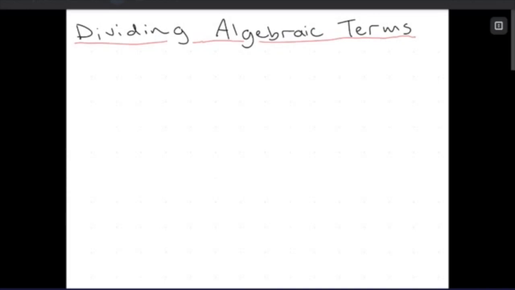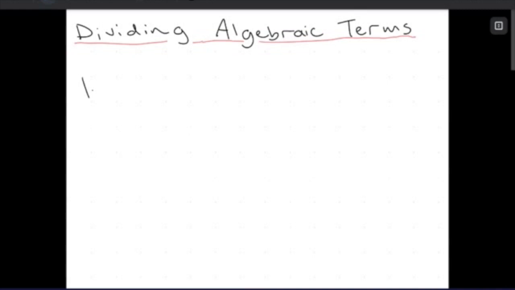Now in this video, we're going to be talking about dividing algebraic terms. So hopefully the video won't be too long, but the concepts are very similar to what we learnt in multiplying algebraic terms. So going straight into a question here, I will consider, first of all, just to show us how to formalize this type of thing.